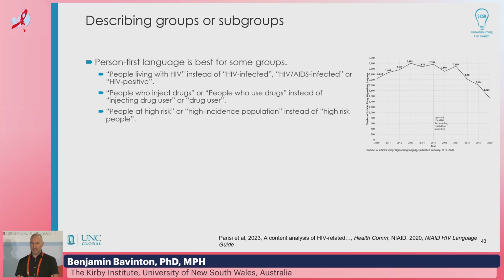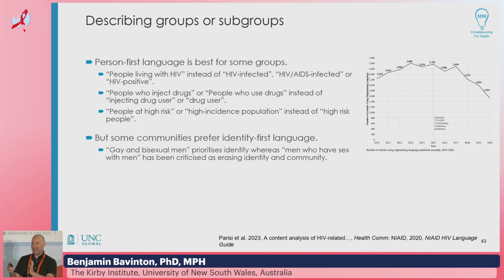So let's go through some of these examples. Person-first language is best for some groups. So Rod already mentioned people living with HIV. This is obviously one of the most common terms that's used now, instead of things like HIV infected or AIDS infected or even HIV positive. Now, my personal opinion would be that in some situations it is still okay to say HIV positive, but it needs to be in the right context. Generally, it's something to try to avoid, but sometimes it's okay.